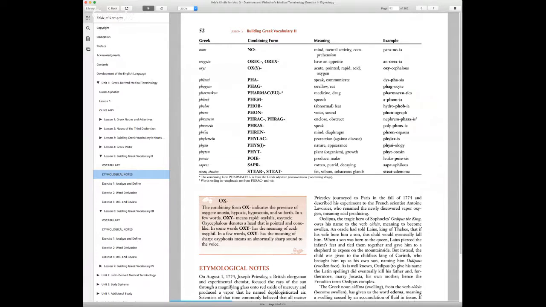And then this form ox, you should note, can refer both to oxygen, but actually comes from a Greek word oxy, meaning rapid or quick. So sometimes it does have that meaning with the Y.